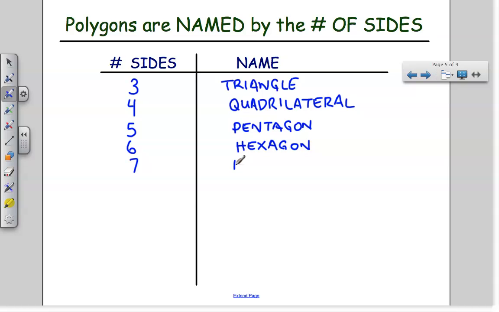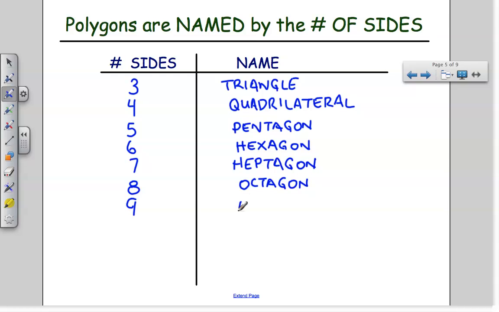7-sided is not as common. There are a lot of prefixes for 7, but it's actually heptagon. You notice now everything ends with gon because they are polygons. 8-sided: you actually see 8-sided polygons almost every day when you're driving, because our stop signs are 8-sided. If you know the name of 8-sided polygons, they're octagons. Think octopus, 8 legs, octagon.